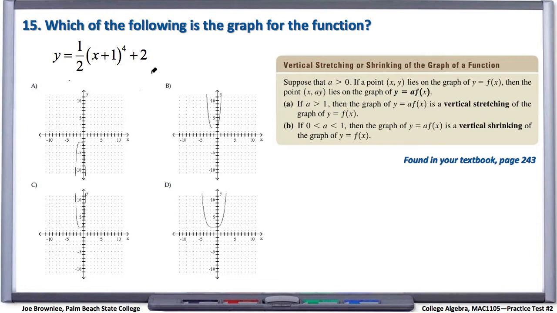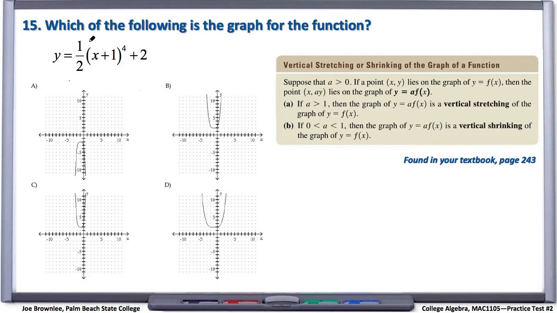All right, but first things first, right off the bat, we can go ahead and eliminate one of these four graphs. Notice that graphs B, C, and D are all opening upwards, but graph A opens down. The only way that we could get a graph that opens down would be for this leading coefficient to be negative. We would have to have a negative 1/2 for the graph to open down. But that's not the case here.